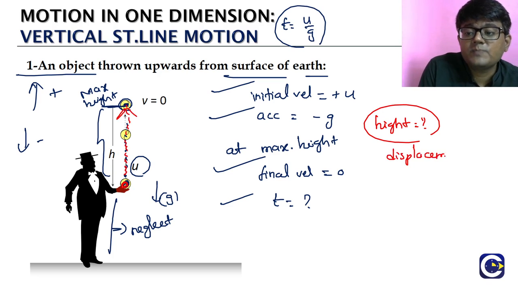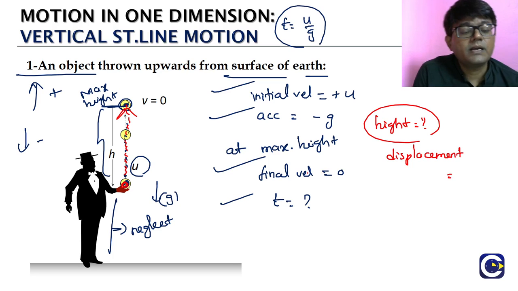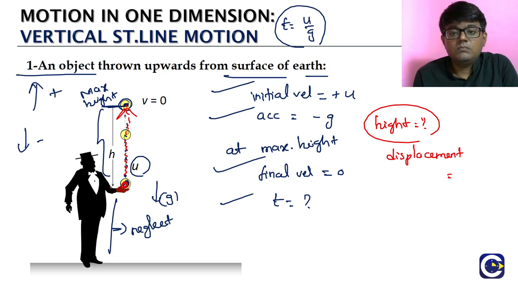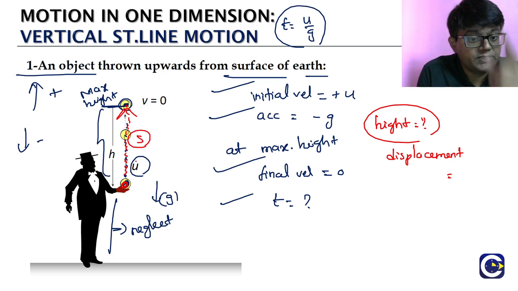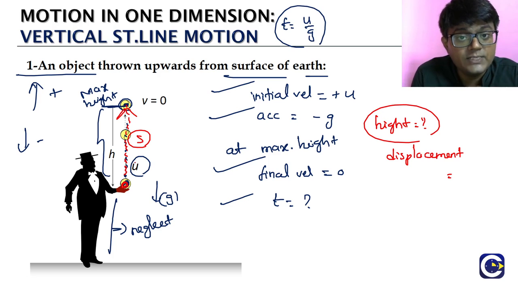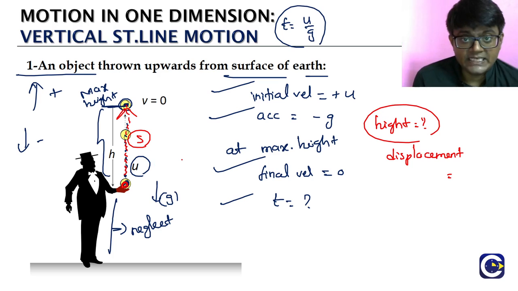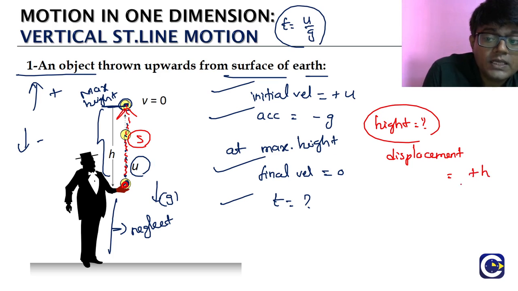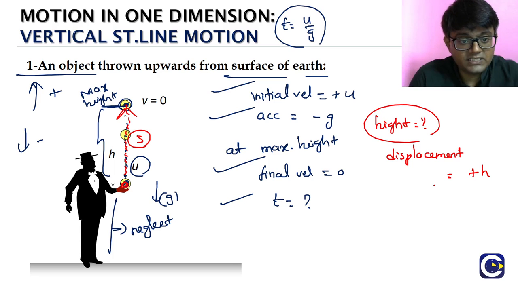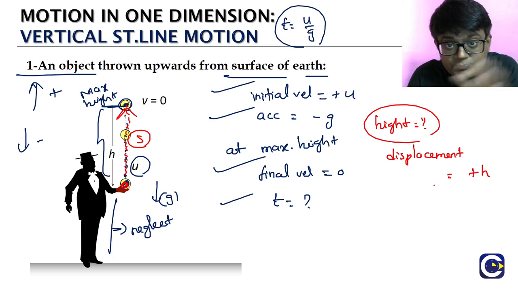What is the displacement? Remember, from the surface it is going upwards. Look at the displacement direction. It is upwards. Displacement is from the initial point to the final point. So here displacement is going to be positive, as per the sign convention, because it is upwards. So displacement will be equal to plus h, if h is the height to which it is rising.